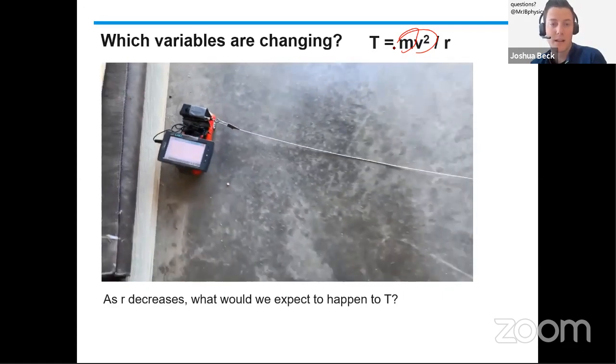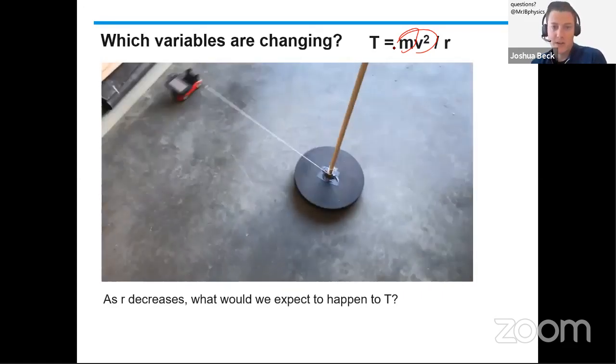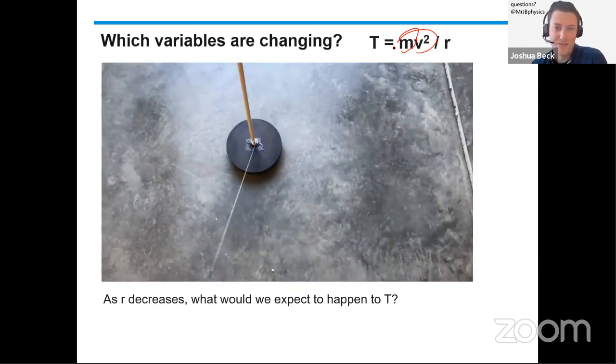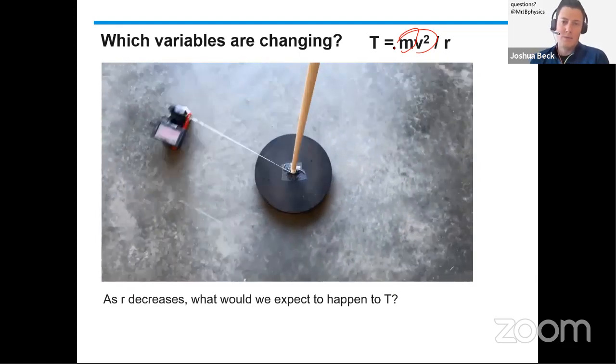So I've got the data collection going. Let this thing go. Speed up the video. I didn't speed up the car. This is just the video going faster, faster, faster, so we can get to the important part. And then we'll zoom in, we're going to look at this.